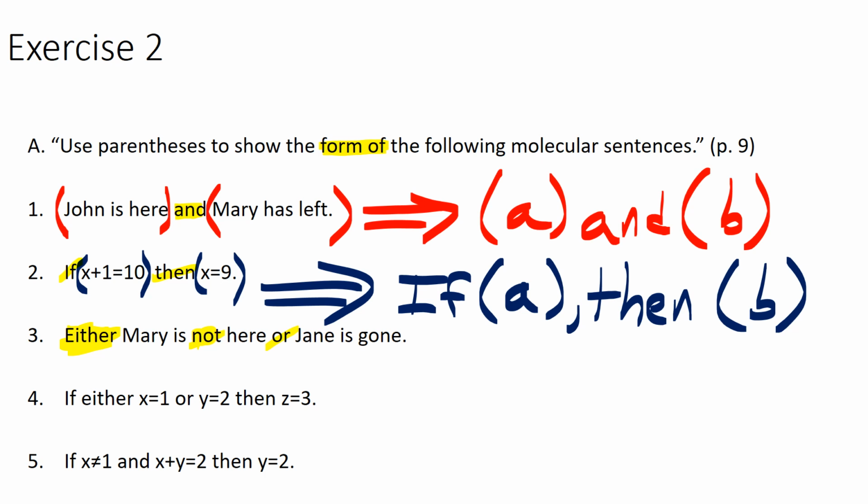It might be best to rewrite this a little bit to get to the general form. So we can think of it this way. We can say Mary is here. That's an atomic sentence, but it's being denied, so we'll say not. And we'll put that in brackets. That's a molecular sentence. It's not the case that Mary is here, but that's embedded within an even larger molecular sentence, which is a disjunction. So we'll say or, parentheses, Jane is gone.